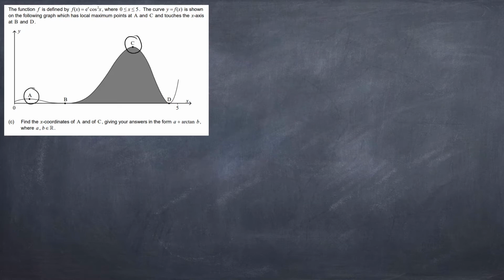So the local maximum points are A and C, and the curve touches the x-axis at B and D. So at this particular point, at B and D, the value of the function becomes 0. At this particular point, the value of the function becomes 0.